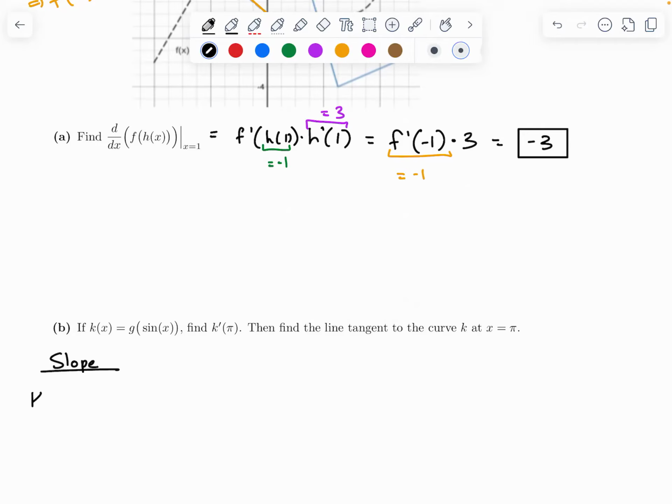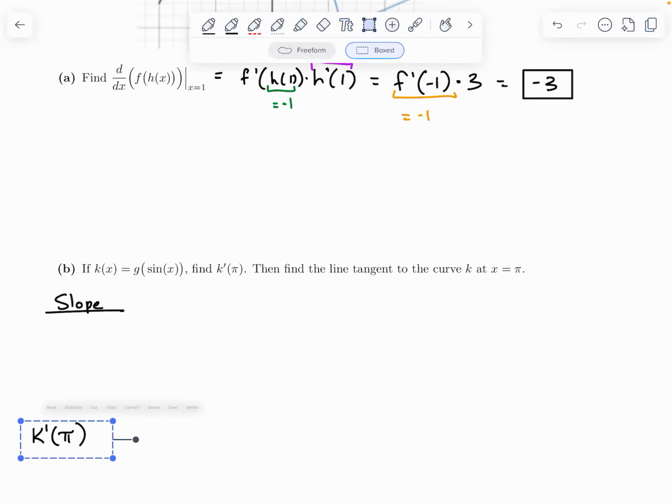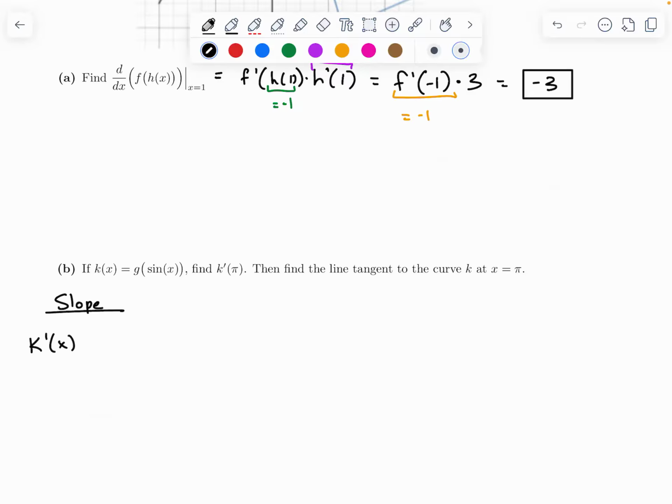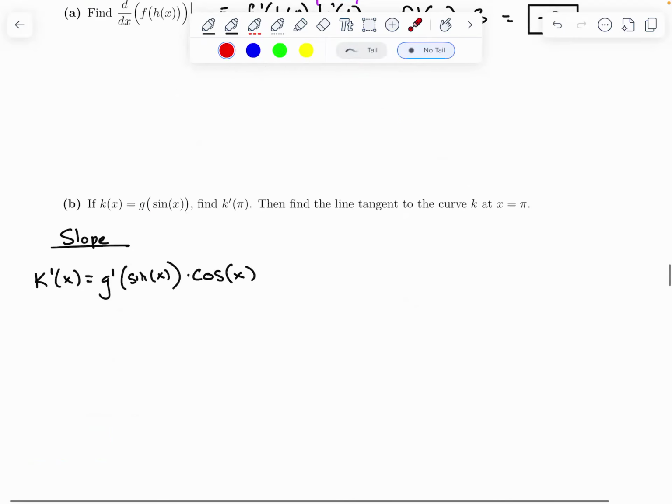So we need k prime of pi. That's going to be the slope of the tangent line. But k prime, we'll get that later. Actually, I'm going to delete it for now. K prime of x, by the chain rule, would be g prime of sine of x times cosine of x, because it's the derivative of the outside function being g, and the inside function being sine. Whatever that may be is irrelevant. We can still plug in values into it.